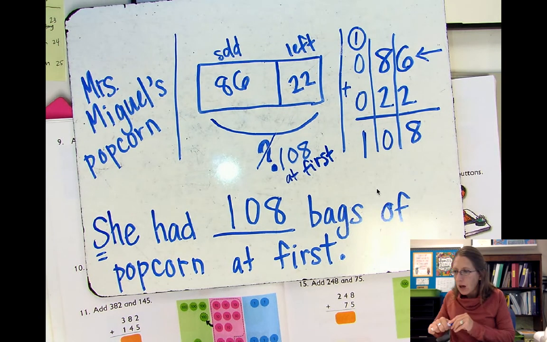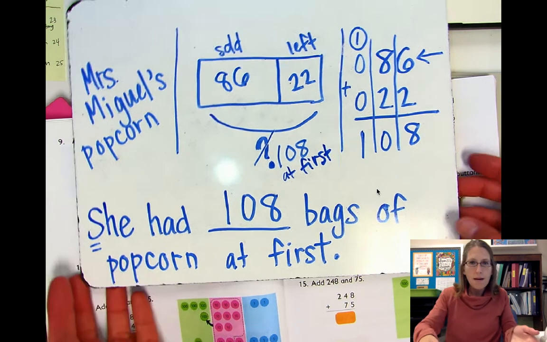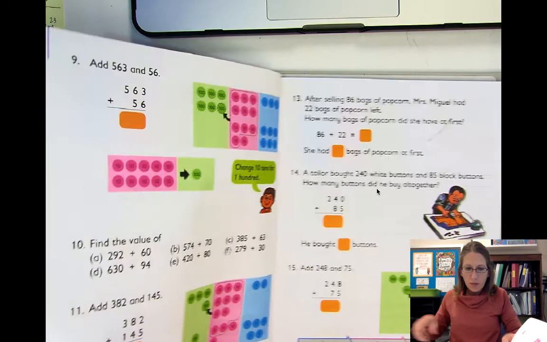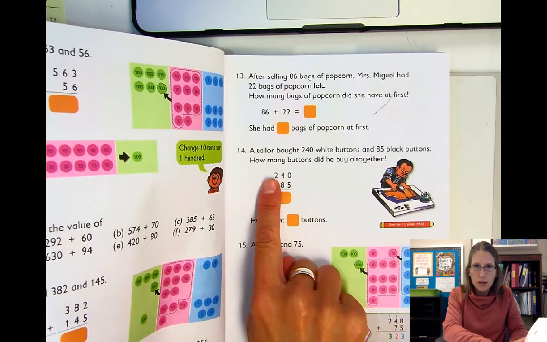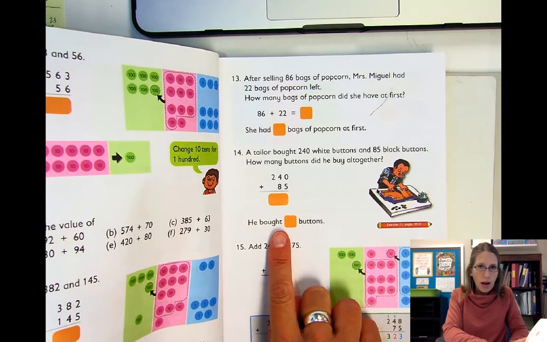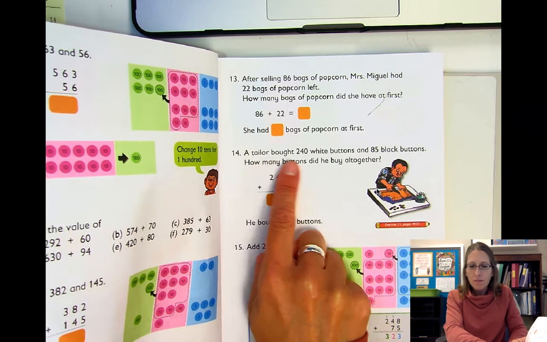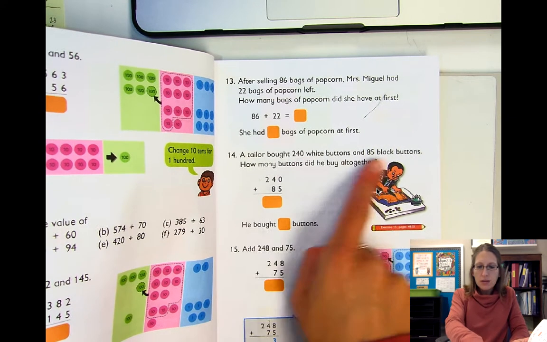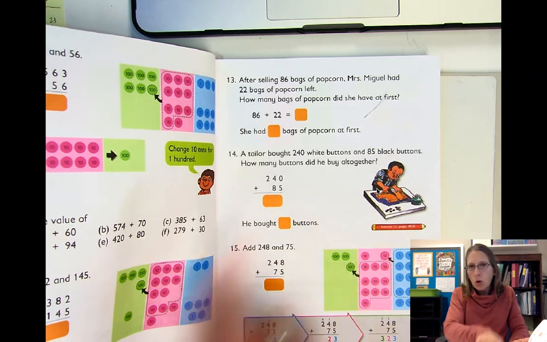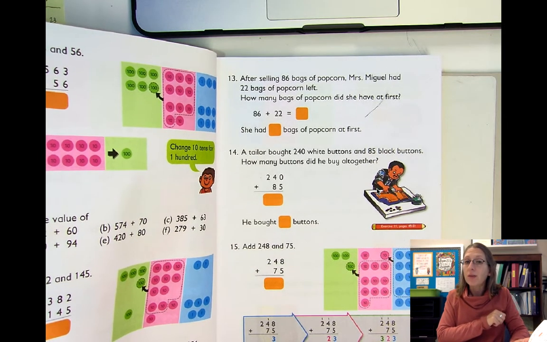All right. So we have one more problem here, number 14, that I would like you to try, and it's about a tailor. Ooh, a tailor. And he bought some buttons, some white buttons and some black buttons. We're trying to find out how many buttons did he buy altogether.